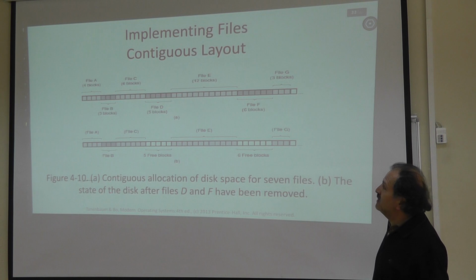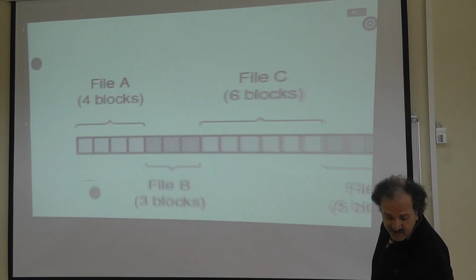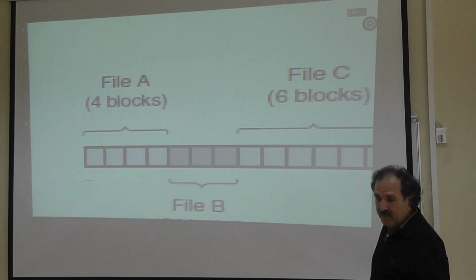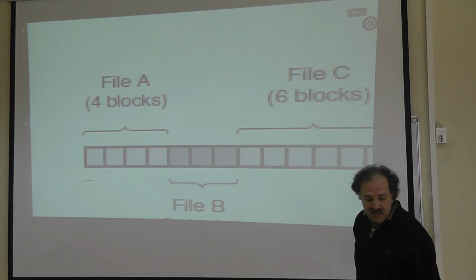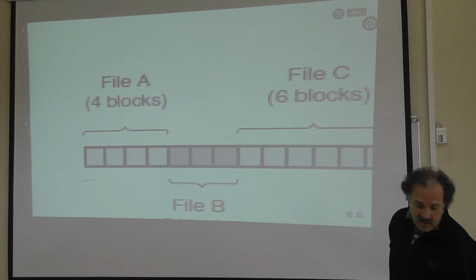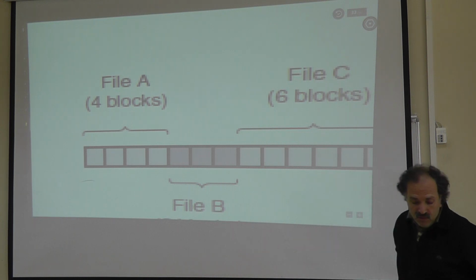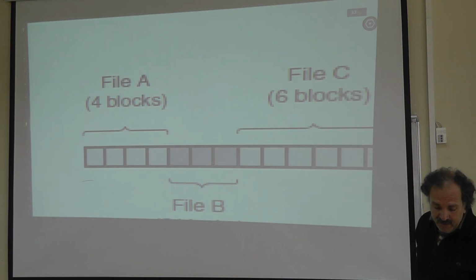If I need to append something, if I need to make this file A 5 blocks, I need to append some data. So what do I do? There is file B in here. So appending data to files is a problem. Actually, making the file shrink is a problem too.